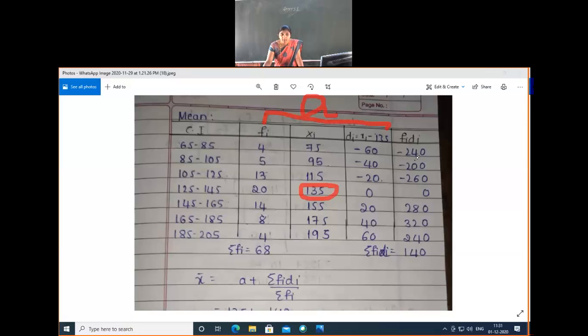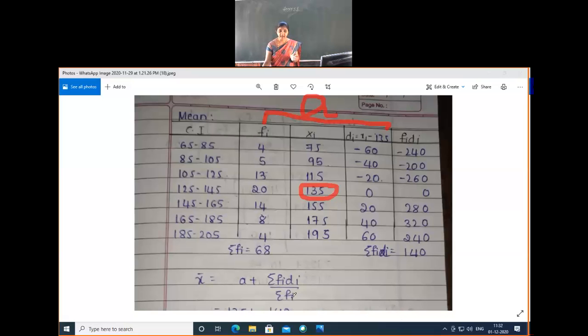Now the summation of FiDi. You have to be very careful, because the minus sign is there. Minus 240 minus 200 first you have to do. If both signs are minus, we have to add, no? So you will get minus 440, then minus 260. Minus 440 minus 260, again you have to add and give the answer with the negative sign only. Then you operate with the 0, 280, 320, 240, so you will get the answer as plus 140. Is that clear? Plus 140.